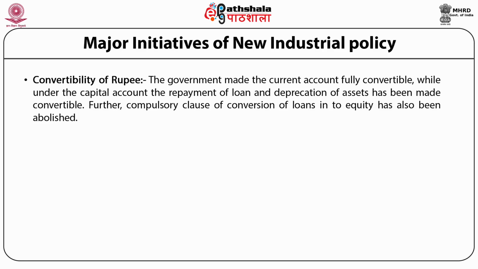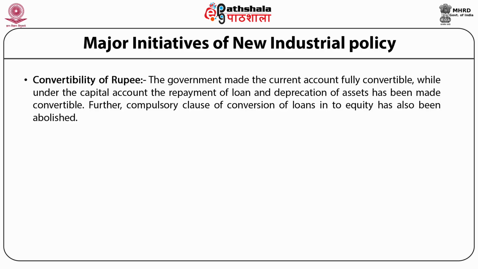Convertibility of rupee. The new industrial policy for the year 1991 has given privileges to the industrialists regarding the import of raw material and technology. The new policy has introduced rupee convertibility on current account as well as on capital account. The government made the current account fully convertible, while under the capital account, the repayment of loan and the depreciation of assets has been made convertible.